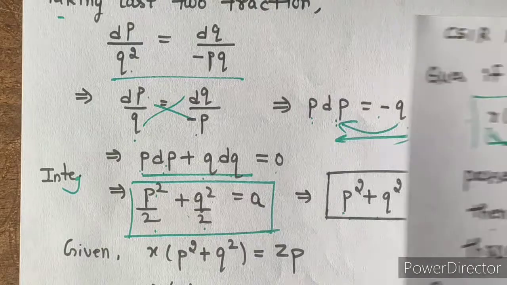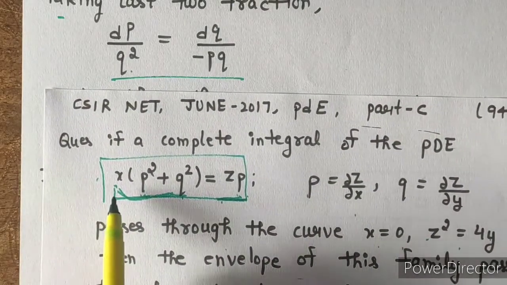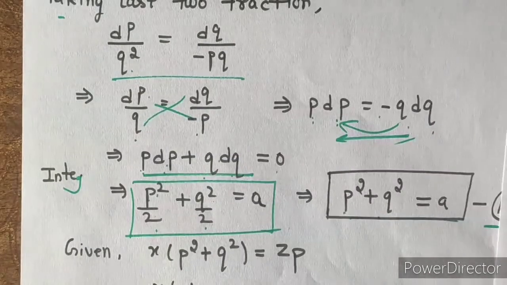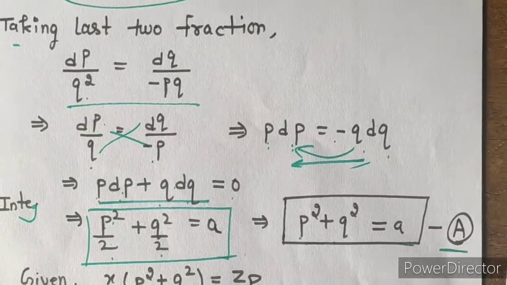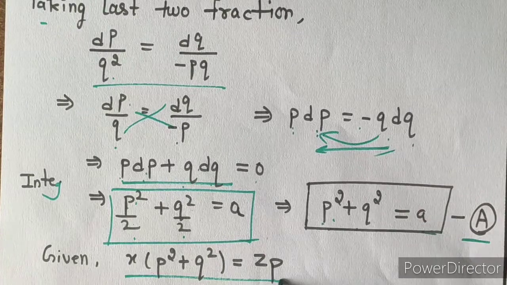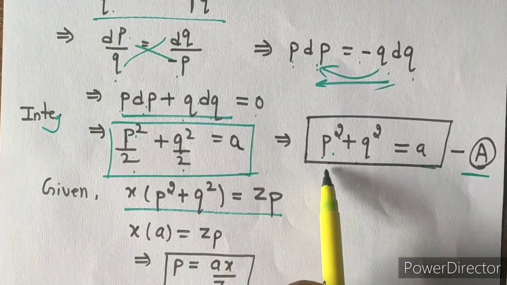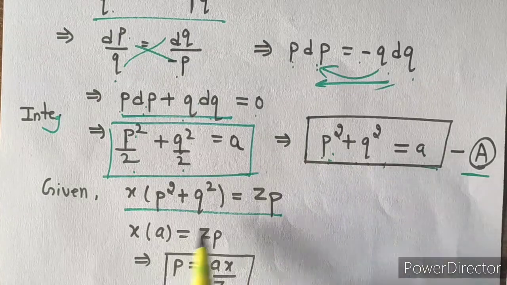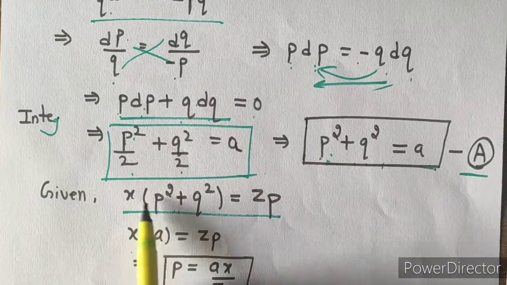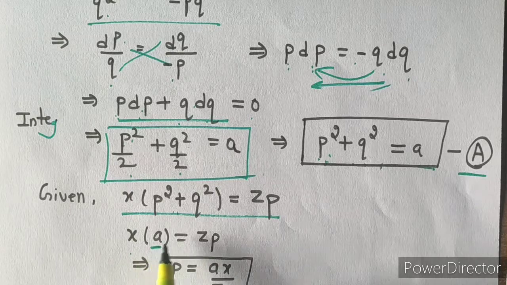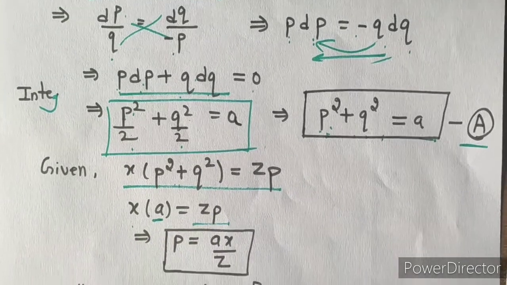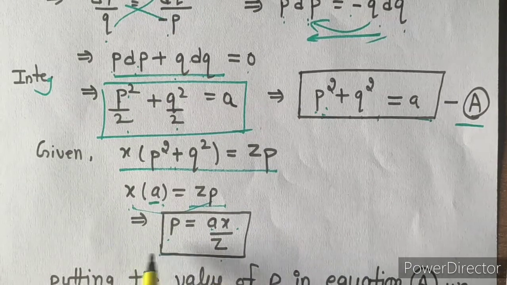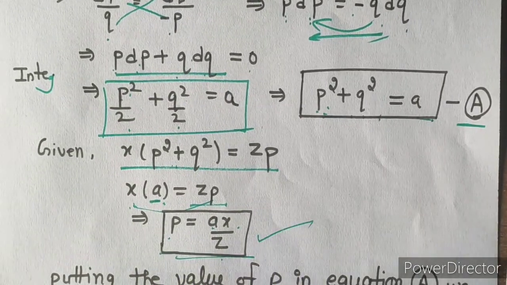Given that the partial differential equation is x(p² + q²) = zp. From equation 1, p² + q² = a, putting the value of a in this equation, x into a is equal to zp. Then the value of p is ax divided by z. This is the value of p.